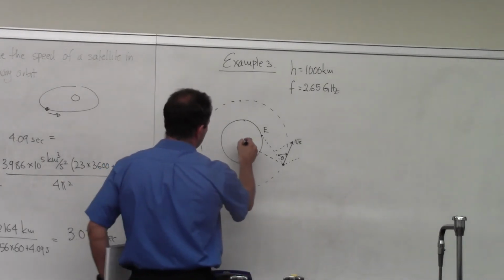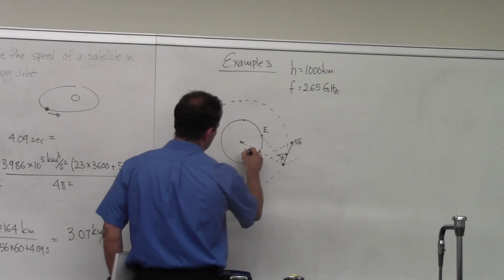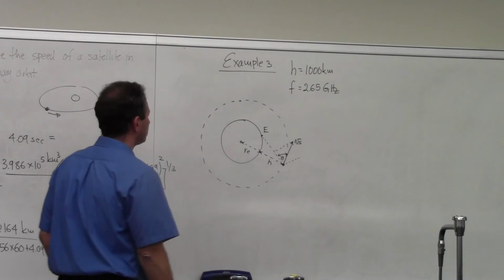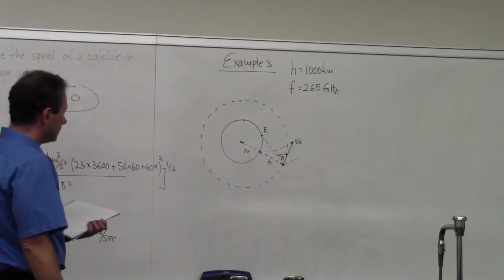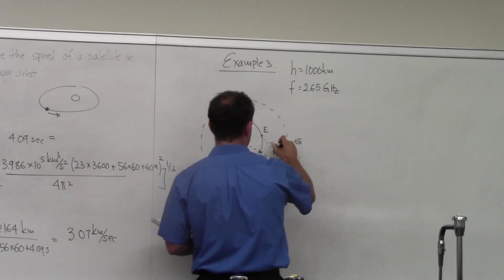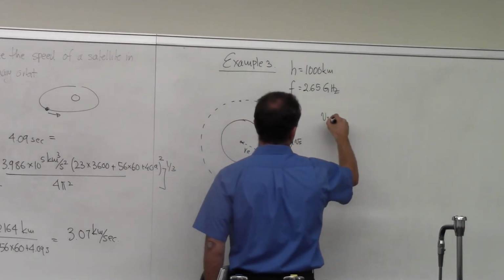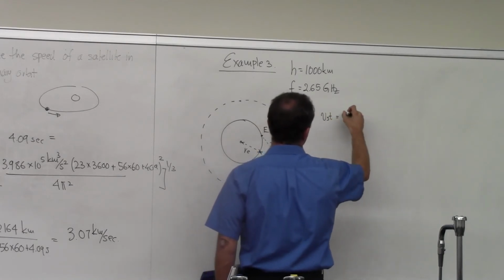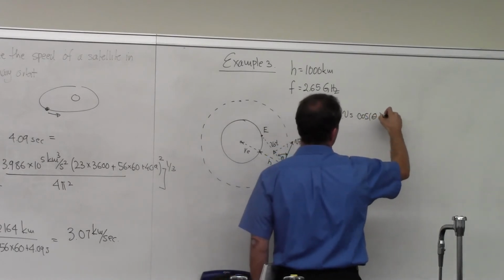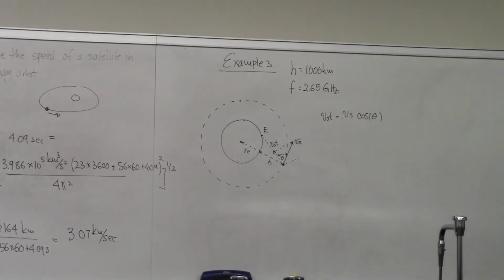So this portion here is the radius of the Earth, and this portion here is your altitude. And then this is the one that matters, so I call that V_ST. So V_ST is going to be V_S times the cosine of this theta angle. Now the question is, how do we determine theta, and how do we determine V_S first?